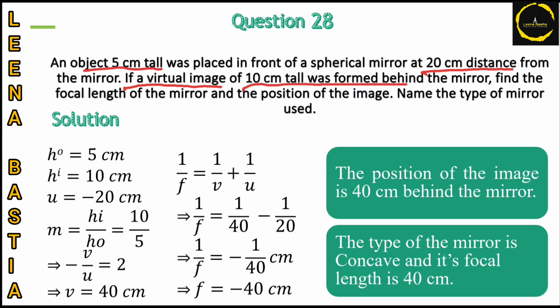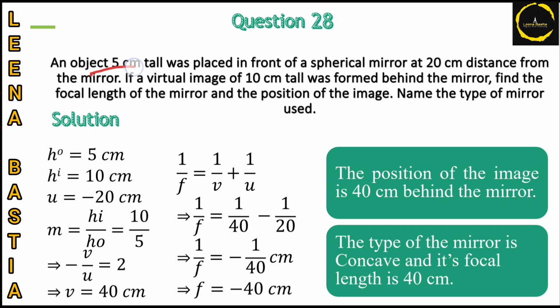So what is given? The image size, HI, has been given here. Find the focal length, f, we have to calculate. The position of the image, that means v, we have to calculate. And what type of mirror? See, a very new type of question has been given. What type of mirror, we will get from the f value. Okay, so let us see further. After proceeding you will be able to understand.